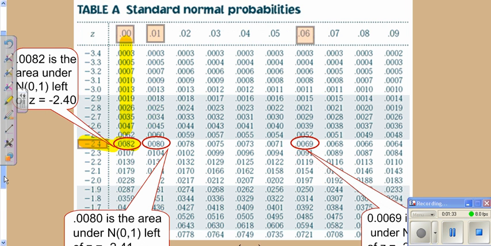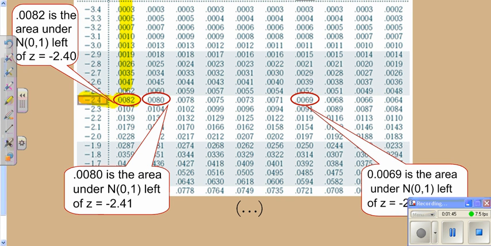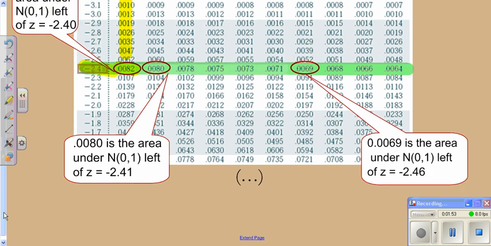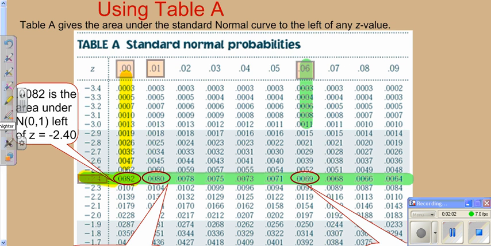Or if you had a z-score of, say, negative 2.46, you would want to go to negative 2.4, which we were on here already, this one right here. So you know it's going to be somewhere along here. And then, since your hundredth digit is a 6, you have to go to 0.06 at the top, which is here. So you know your answer is given to you right here. So let's go ahead and take a look at the next slide then.